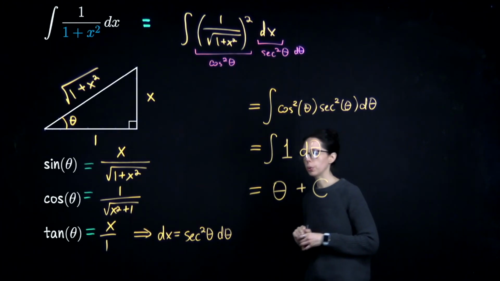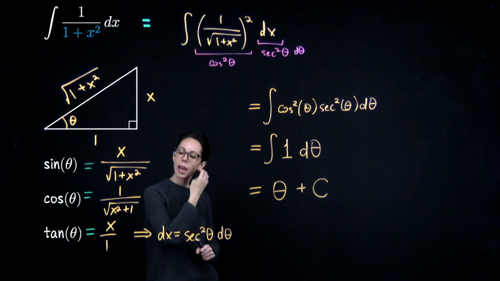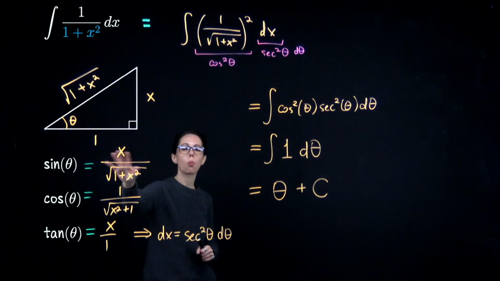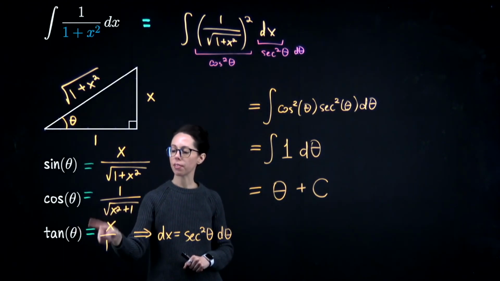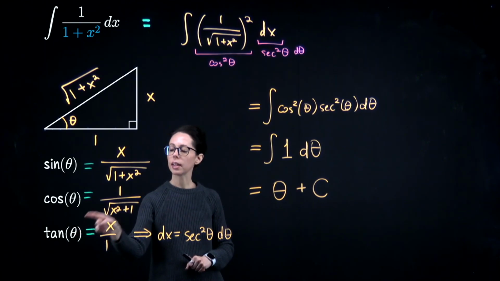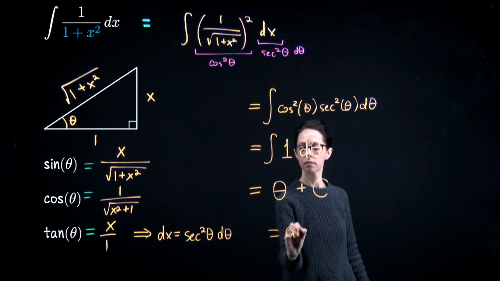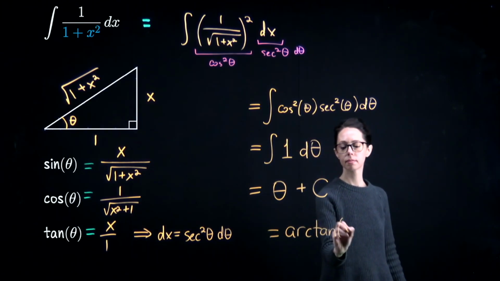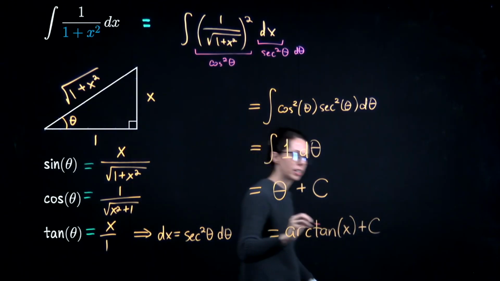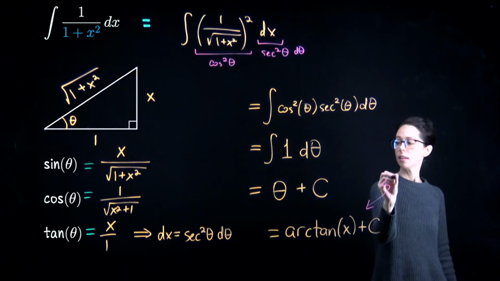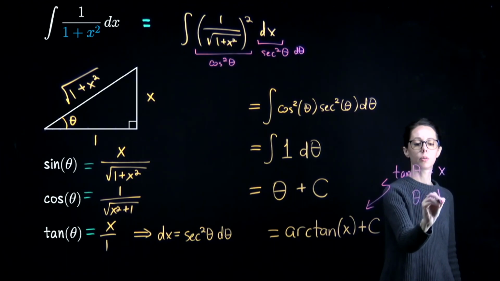Now we go back to our sine, cosine, tangent relationships that we wrote down, and we want to solve for theta in terms of one of them. You pick the one that looks the nicest. So I said that x was tangent of theta. That means theta is arctan of x. This is because we said tan of theta is x, so theta was arctan of x.